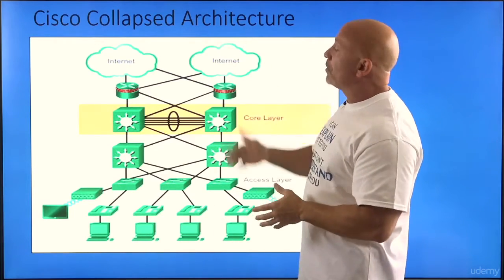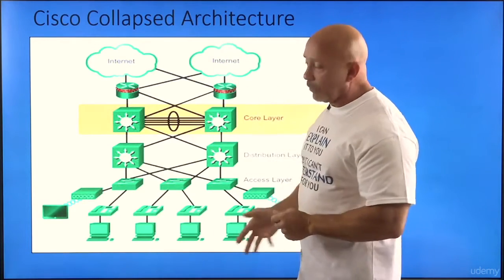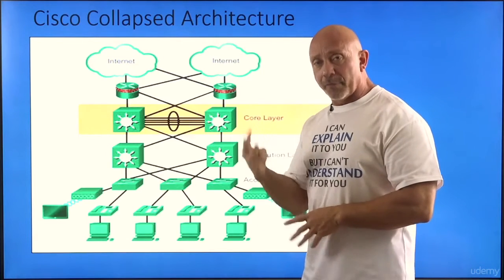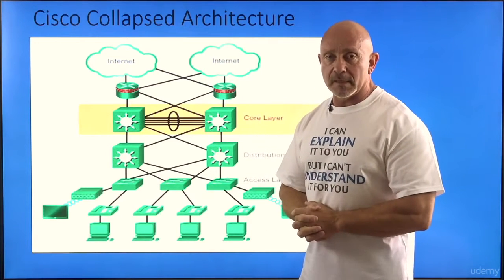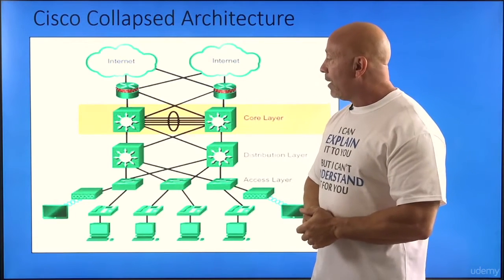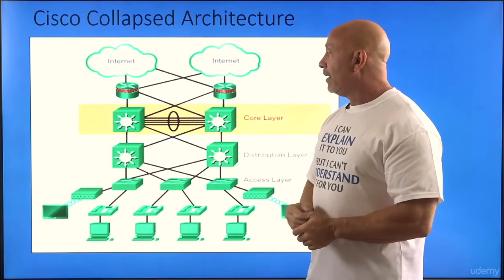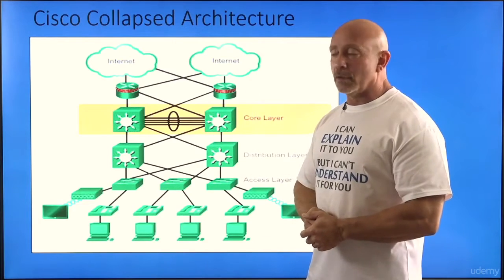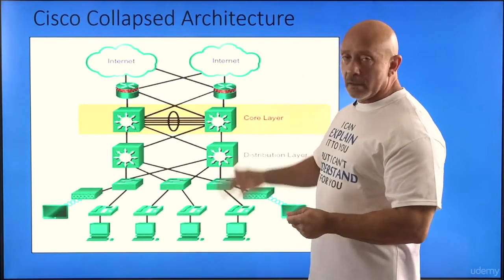So this is your collapsed architecture. Fancy name for the Cisco 2-layer model instead of 3. That's all it is. That's all it is. Okay? But again, you'll have this for your notes. No big deal. There's not really much they can ask you on that. Okay? So it's a model nonetheless.